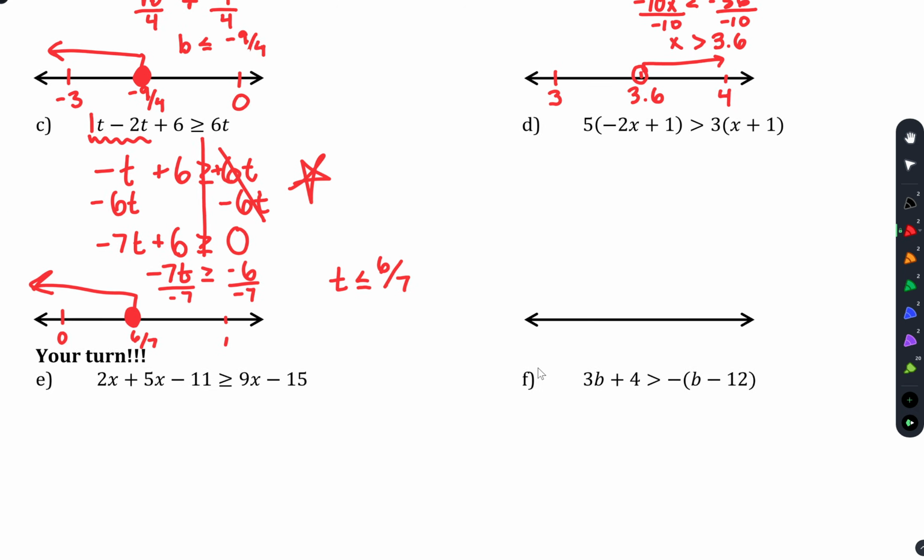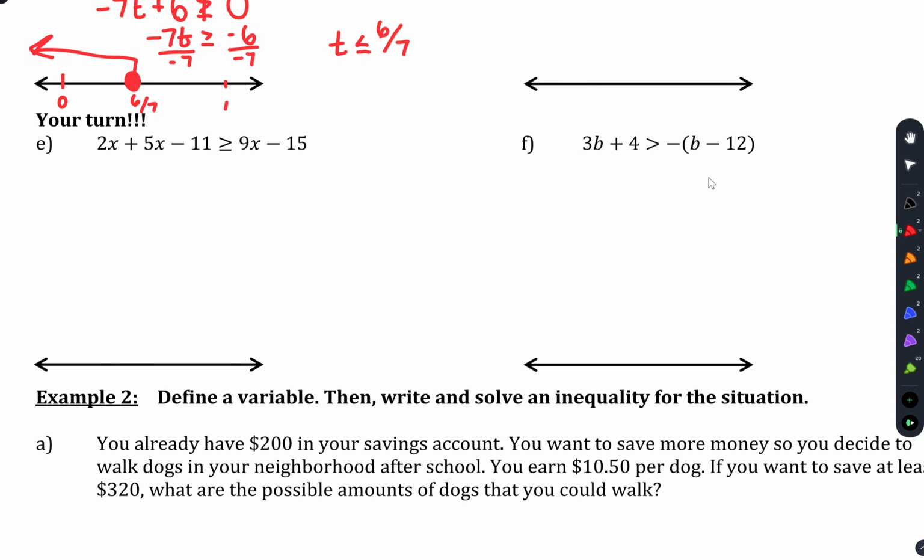Okay. Are we okay if I skip letter D? Okay. E and F, 2 people. Emma's got 1 and Jade's got the other one.